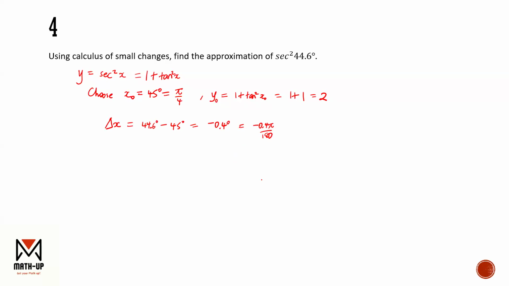Okay, what else do we need? We need dy/dx. Because the path we're using is that we have a y naught and an x naught, and we want to say that y naught plus delta y, which is what we want to find, is going to be equal to the function operating on x naught plus delta x.